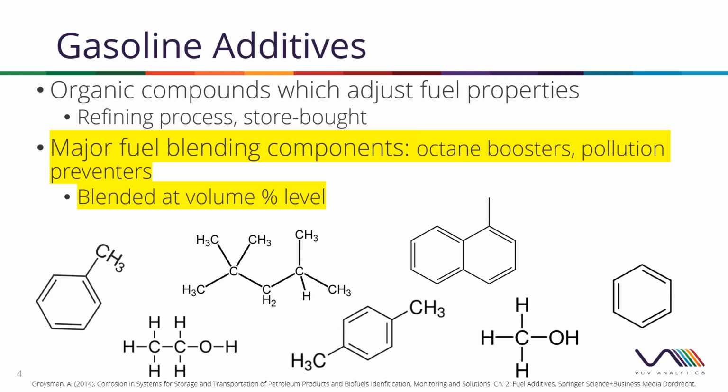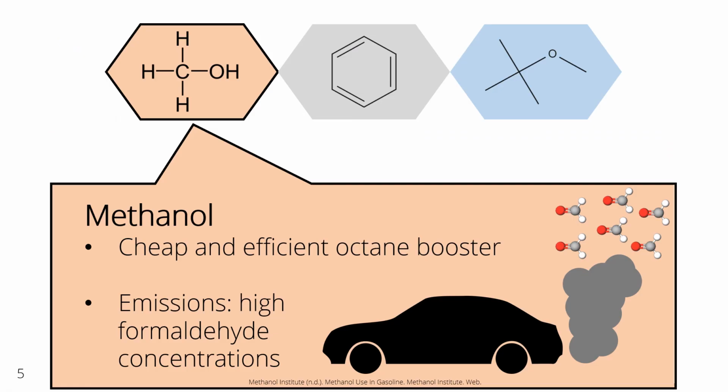Some of the more major components we see are maybe better referred to as major fuel blending components. These are very important for certain properties like boosting the octane rating or preventing pollution. A lot of these are blended at the volume percent level, so in larger amounts. In the context of this presentation, these are the types of compounds I want to talk about. Before I go into some non-traditional additives, I just want to talk over a few additives that you might know more about that are more commonly seen.